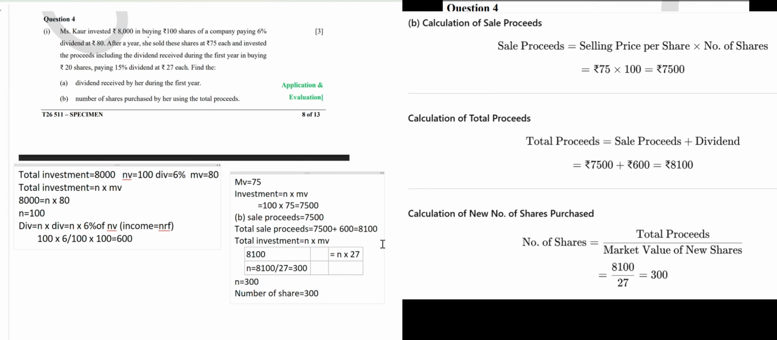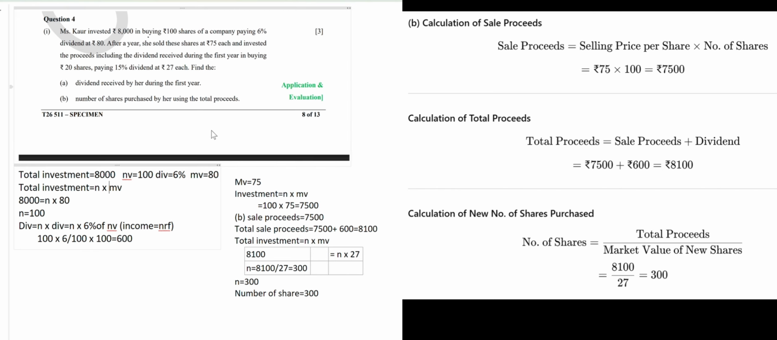Now total investment is N into MB. We have to find the number of shares. MB is given here, 27. So total investment 8100, 8100 equal to N into 27. N is the number of shares. So N equal to 8100 divided by 27, that is equal to 300. So number of shares equal to 300, and dividend during the first year is 600.